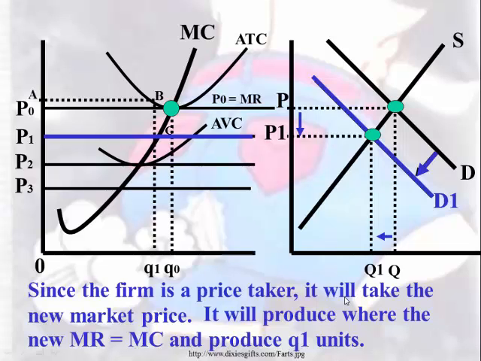Which area is larger, the total revenue or the total cost? The area of total cost is larger. By what amount? Go ahead and look at this graph. The area of loss then is P1, A, B, C. The farmer now is earning a loss.